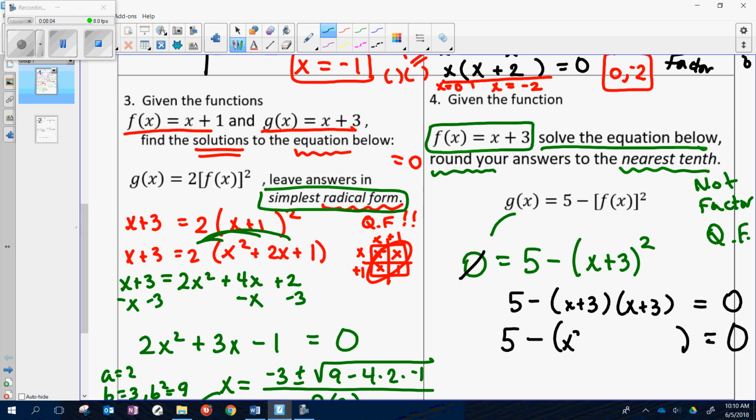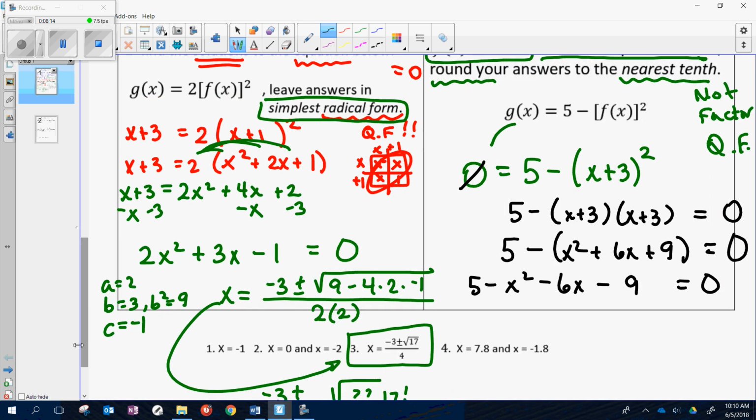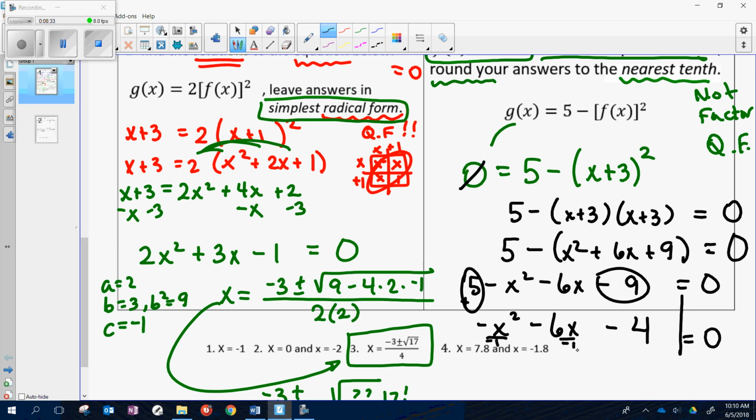So this will be x squared plus 6x plus 9. So it's 5 minus x squared minus 6x minus 9 equals 0. And then I don't like the x squared being negative. I'm going to combine my 5 with my minus 9. They're on the same side of the equals. So we got negative x squared minus 6x minus 4. Divide by negative 1. Negative 1 all the way through. X squared plus 6x plus 4 equals 0 still.